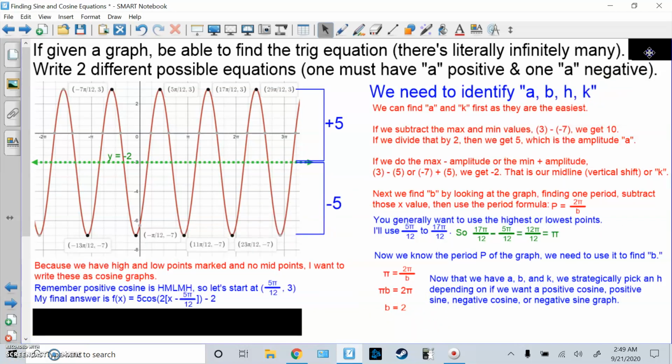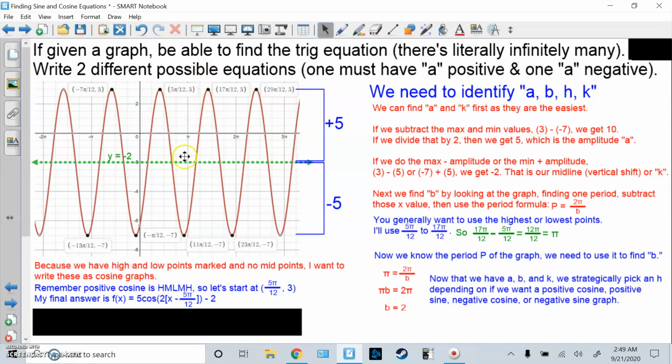Because we have high and low points marked and no midpoints, points on the midline, I want to use cosine. Remember, the pattern for positive cosine is high, mid, low, mid, high. So I can pick any one of these top points. I'm choosing 5 pi over 12 right here because it starts high, then it goes to the middle, then to the low, then to the middle, then to high, because normal cosines are always that V shape.